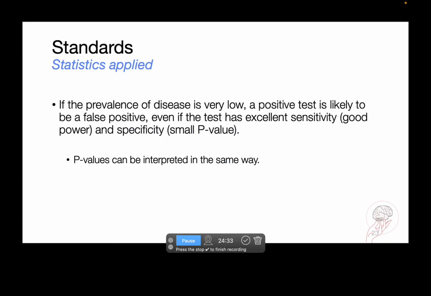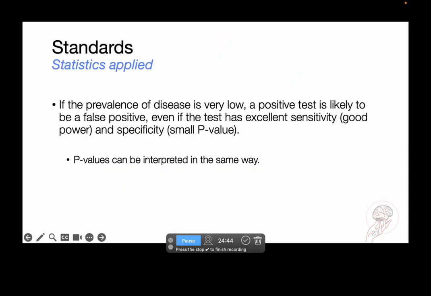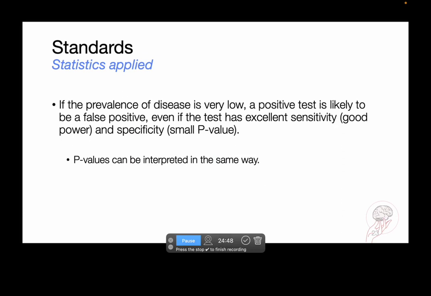If the prevalence of the disease is very low, a positive test is likely to be a false positive, even if the test has excellent sensitivity. And this comes back to our sample size. So again, with our 50 women, 10 of whom are pregnant, 40 are not pregnant, this is a pretty small sample size.